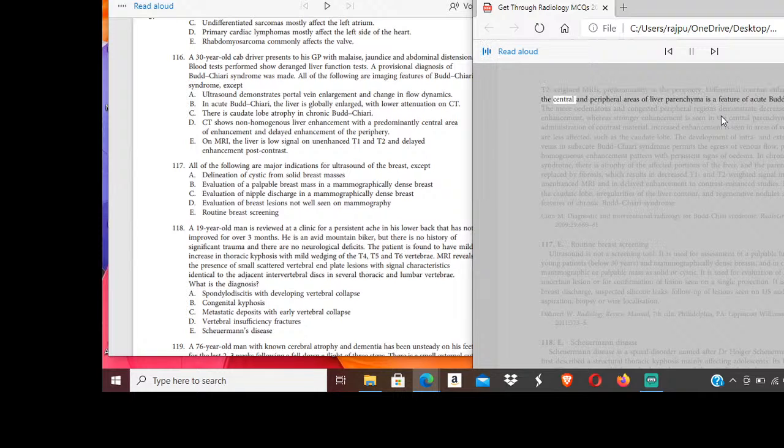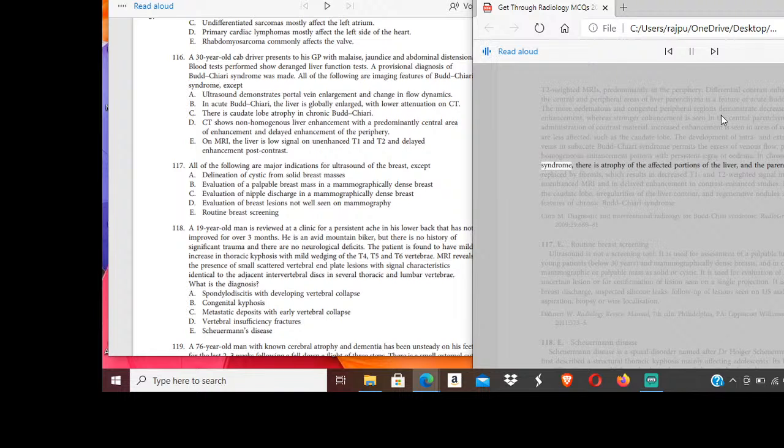Differential contrast enhancement between the central and peripheral areas of liver parenchyma is a feature of acute Budd-Chiari syndrome. The more edematous and congested peripheral regions demonstrate decreased contrast enhancement, whereas stronger enhancement is seen in the central parenchyma. After the administration of contrast material, increased enhancement is seen in areas of venous drainage that are less affected, such as the caudate lobe. The development of intra- and extrahepatic collateral veins in subacute Budd-Chiari syndrome permits the egress of venous flow, producing a more homogeneous enhancement pattern with persistent signs of edema.